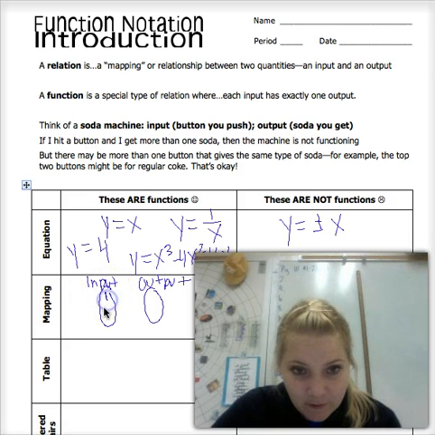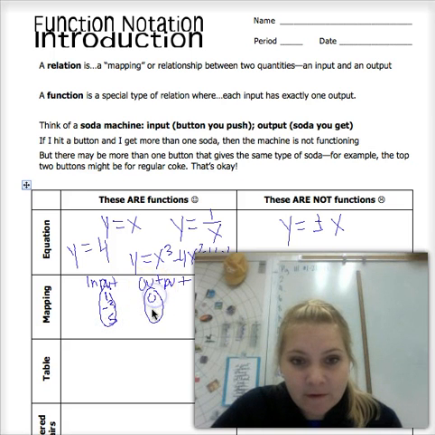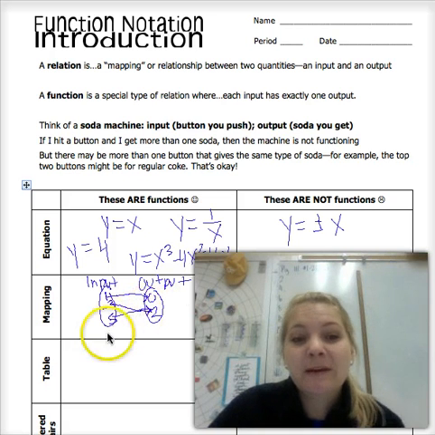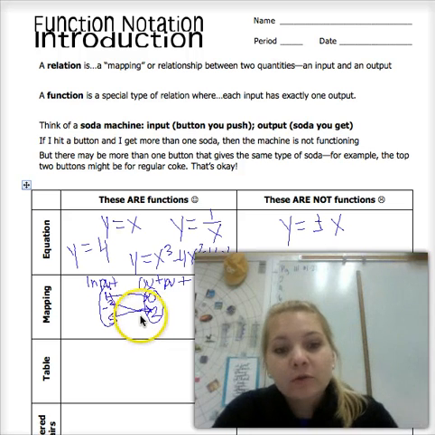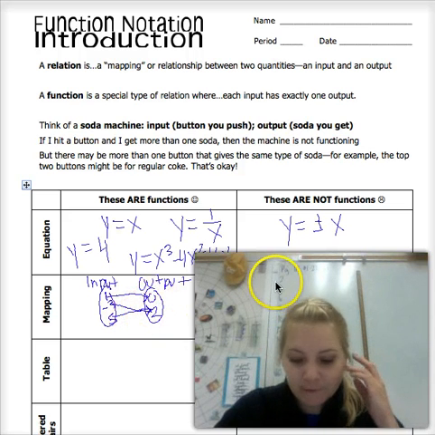So let's say we have the input 1, -3, 5, and the output 0 and 2. Now 1 can go to 0 and -3 can go to 2. Now 5 can also go to 2, and that's still a function because each input, each of our values 1, -3, and 5, only has one output, 0 or 2.